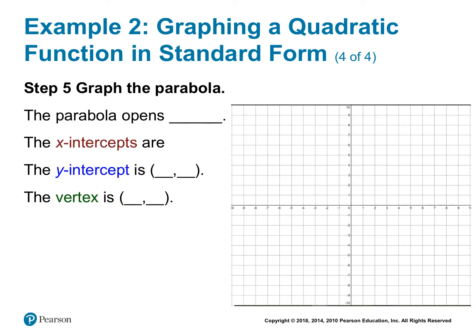Okay, so we already said that it opens upward. The x-intercepts are none. We just said the y-intercept was (0, 10). So let's go ahead and graph that point. It's going to be right here. And then we had said earlier on the vertex was (-3, 1).